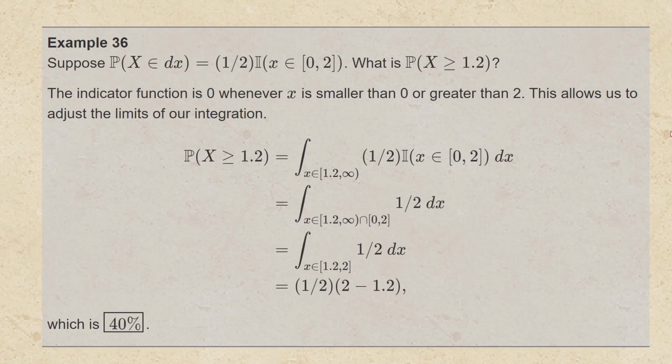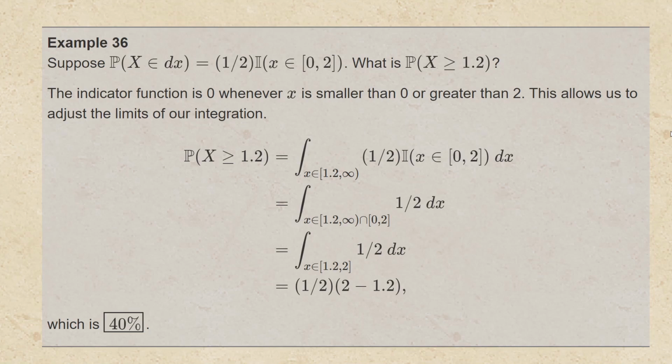Suppose that the probability that x is in dx is 1/2 times the indicator that x is in the interval from 0 to 2, and I want to know what's the probability that x is greater than or equal to 1.2. Well, our initial integral has x running from 1.2 all the way up to infinity. That's what it means for x to be greater than or equal to 1.2.